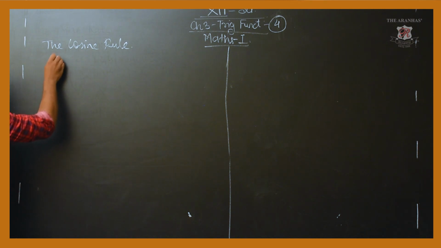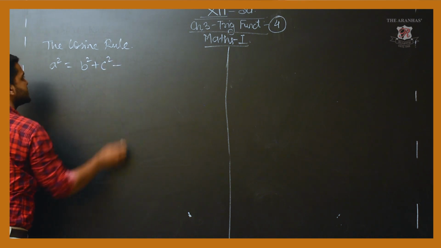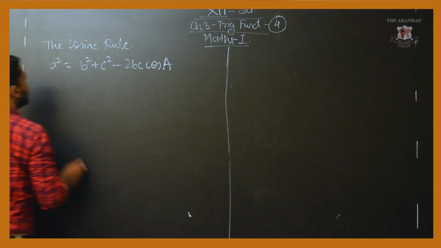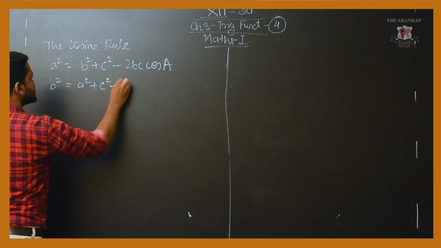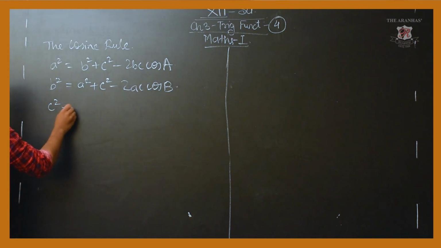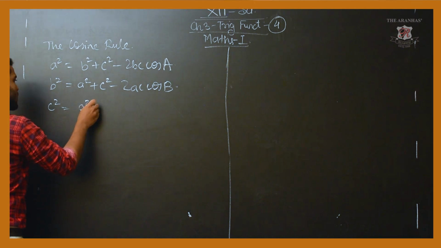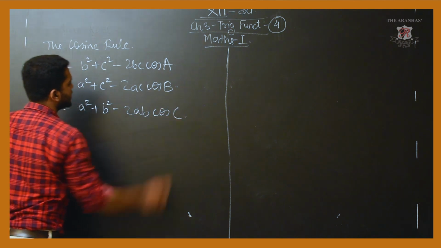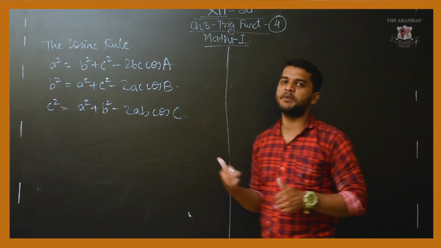Cosine rule says if we have a square, then it is equal to b square plus c square minus 2bc cos of a. Okay. Next, if you have b square, then it is a square plus c square minus 2ac cos b, and c square is equal to a square plus b square minus 2ab cos of c. This is the cosine rule. You have to memorize this. Okay, it's very easy to remember this.